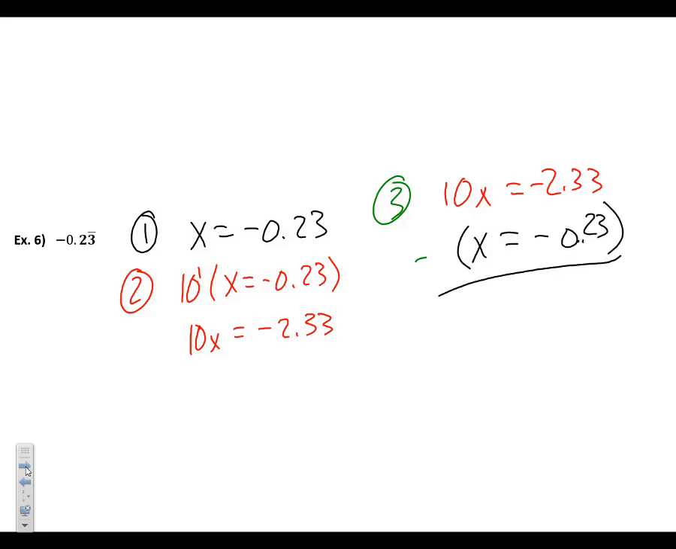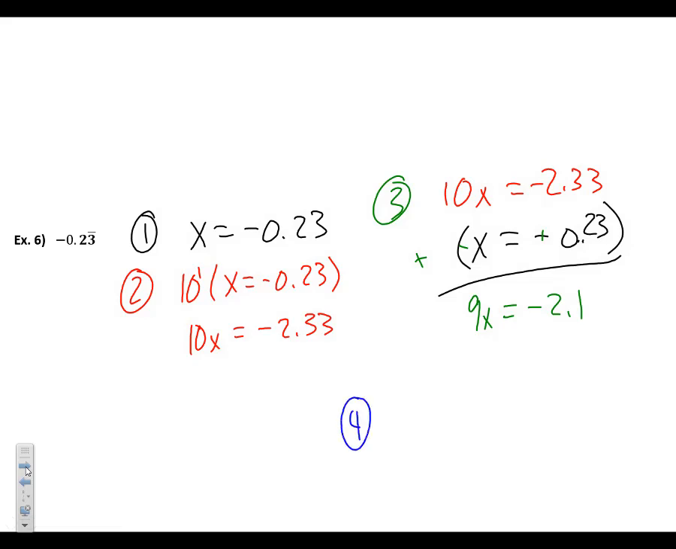You got to remember, same change. This x becomes negative, and this 0.23 becomes positive. So you have 10x plus a negative x. That gives me 9x. And you have a -2.33 plus 0.23, and that would give you a -2.1.